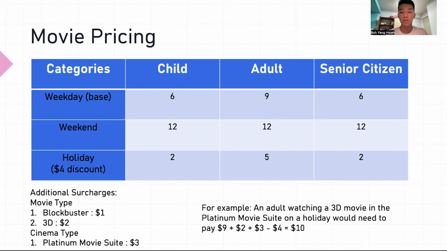So to give you an example, an adult watching a 3D movie in the Platinum Movie Suite on a holiday will actually need to pay $9, which is the base price for adult, plus $2, which is the surcharge for 3D movie, plus $3 for the surcharge for Platinum Movie Suite, minus $4 for holiday discount.